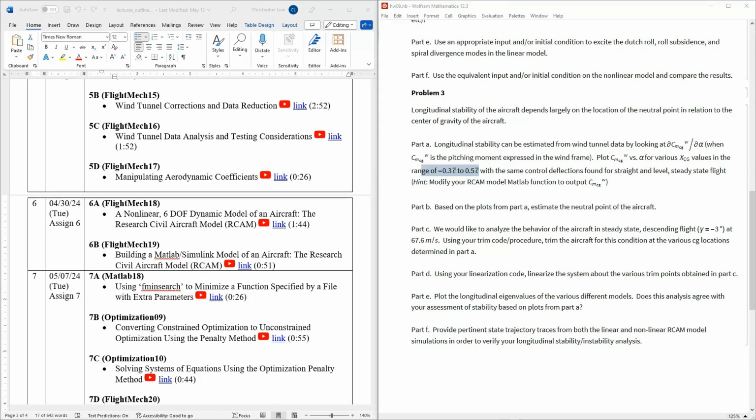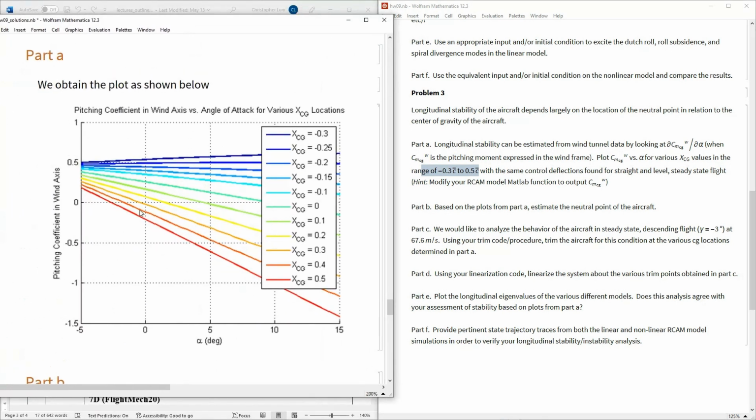This is probably one of those situations where it might help to just look at a picture rather than hear me discussing this. So I'm expecting something like this. You can see my results here, where this red line is the line I got when I swept alpha from -5 to 15 degrees with a CG location here of 0.5 C bar.